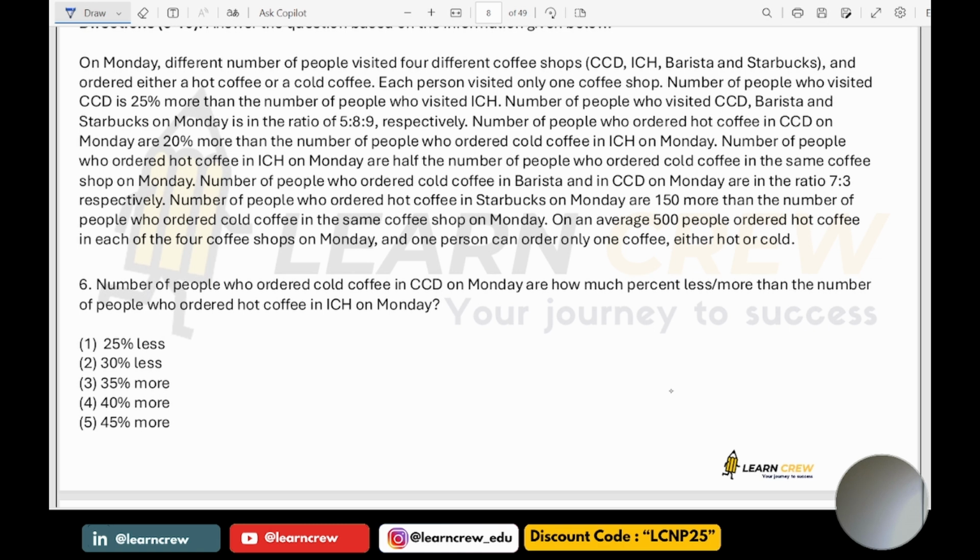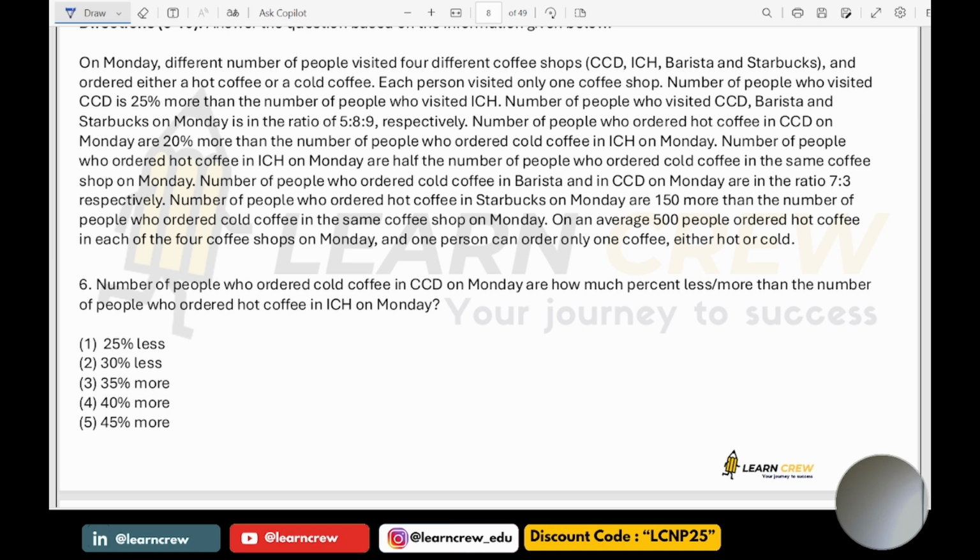A caselet is given. On Monday, different numbers of people visited 4 different coffee shops: CCD, ICH, Barista and Starbucks, and ordered either a hot coffee or cold coffee. Each person visited only one coffee shop.